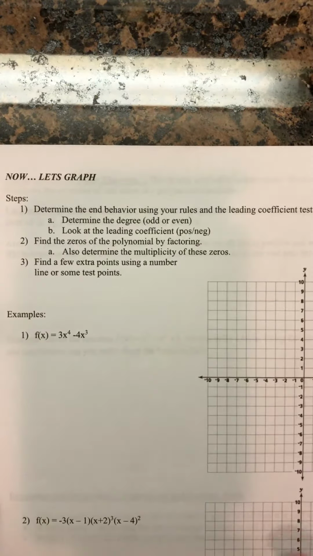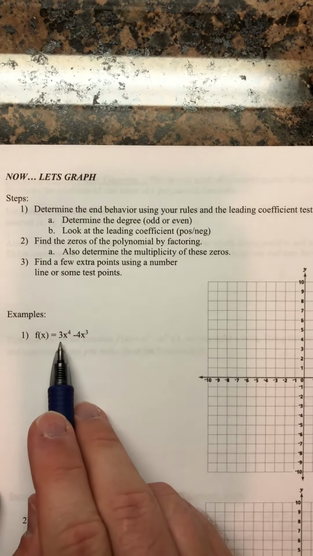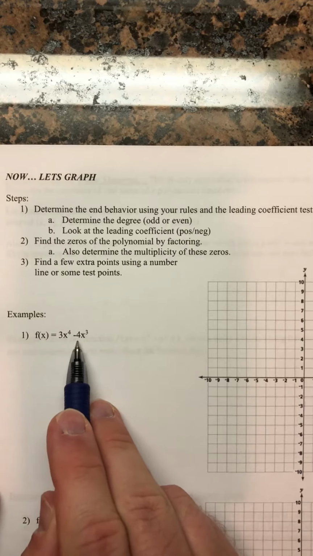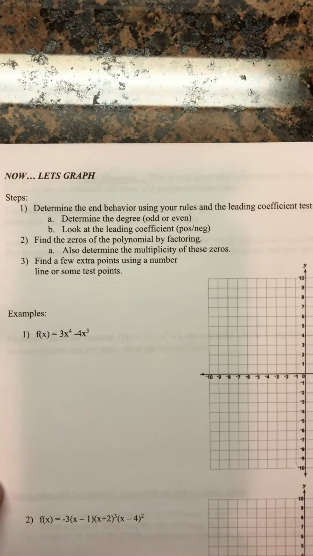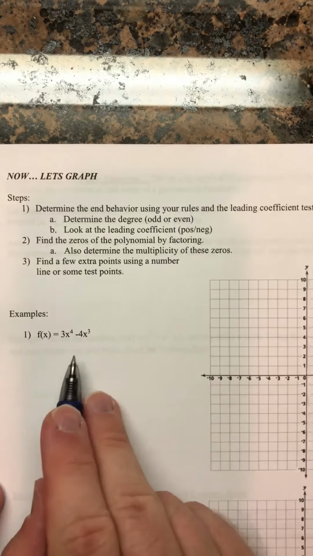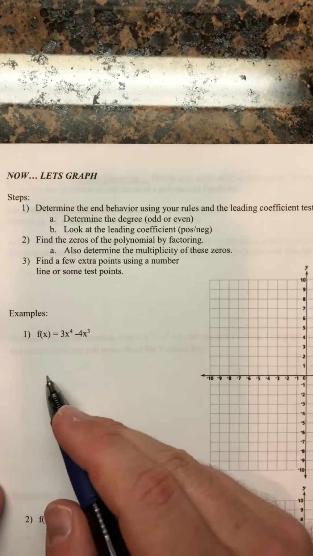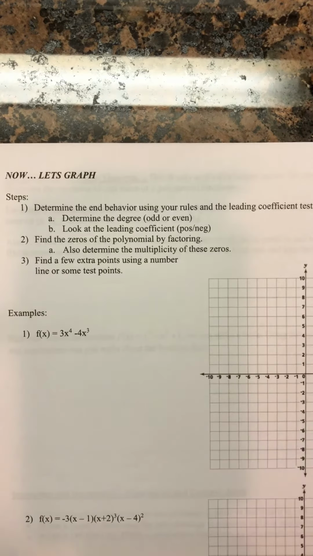Here we go. Okay, so let's graph. Here we are. I got f of x is equal to 3x to the 4th minus 4x to the 3rd. Now, first thing I see and that I don't really like is the way this is written. It's in kind of a standard form. Let's go ahead and factor it. I know we're pretty good at that. We've had a lot of practice, okay?